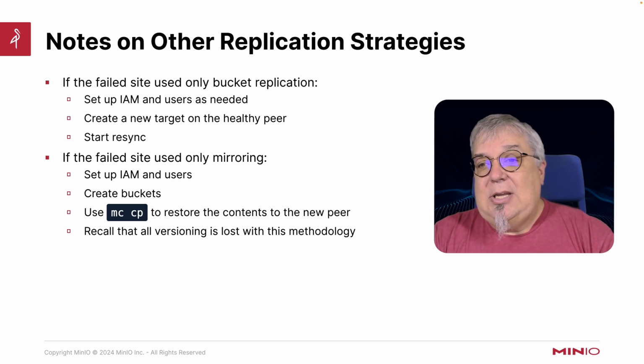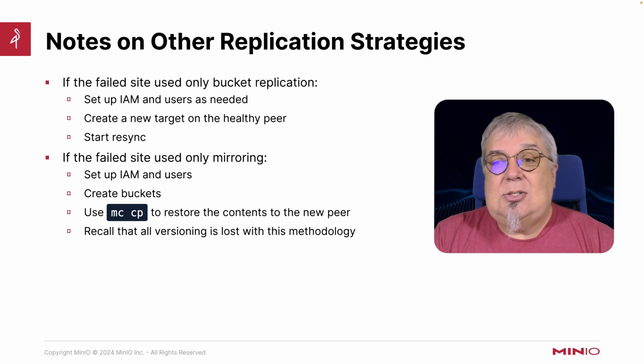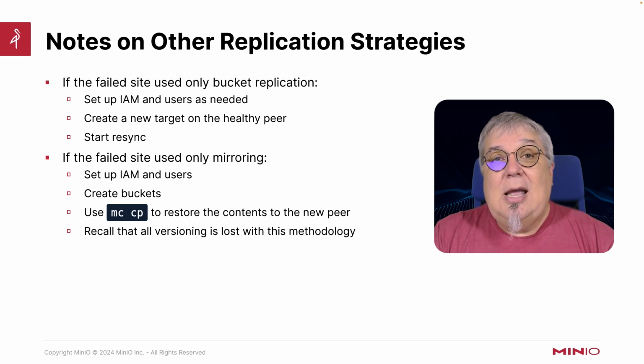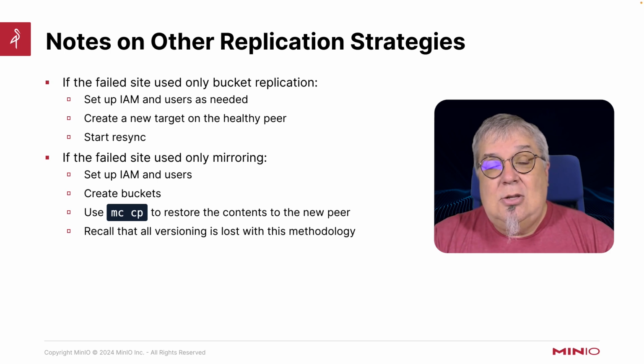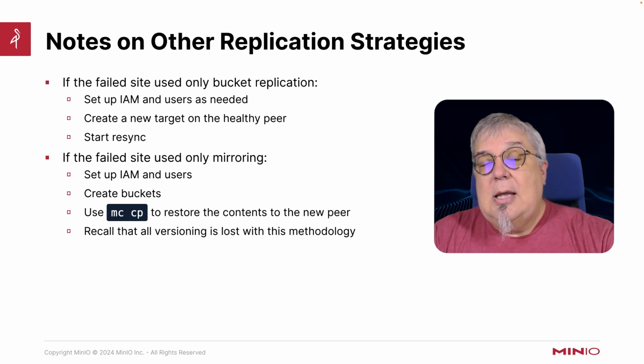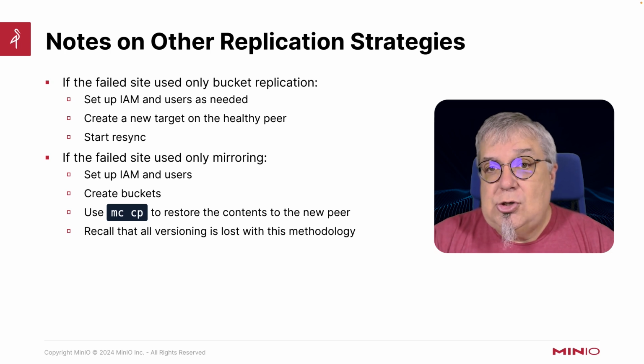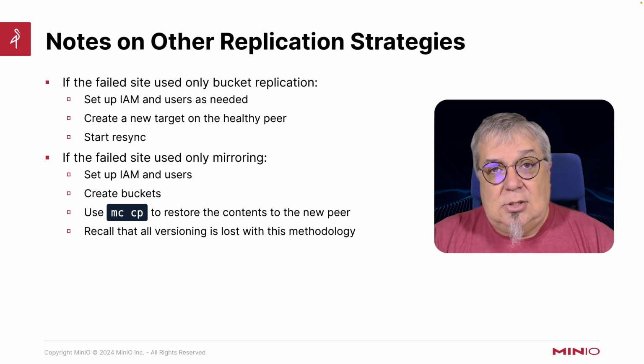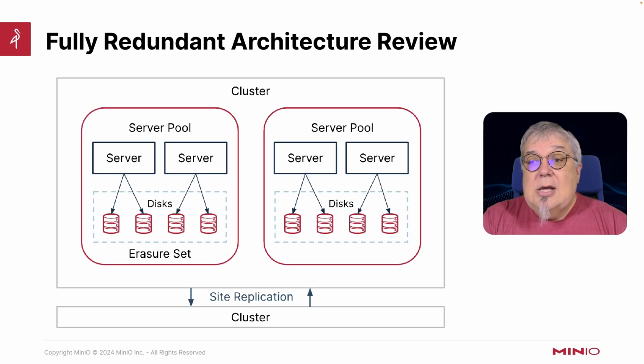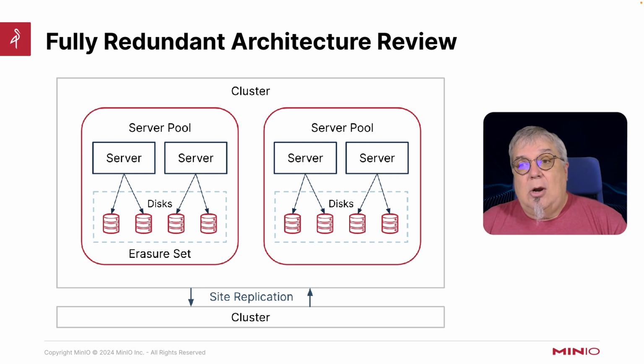If you're only using MC Mirror, again, you're going to have to set up your IAM and your users. You're still going to have to create the buckets and use MC cp to restore the contents to that new peer. Keep in mind, if you're using MC Mirror, you will lose all of your versioning, if you have any, if you're using this methodology. So let's take a look at a fully redundant architecture.